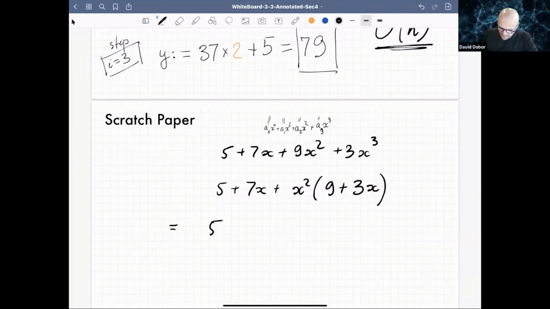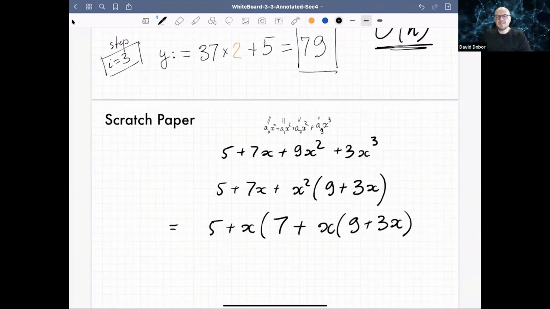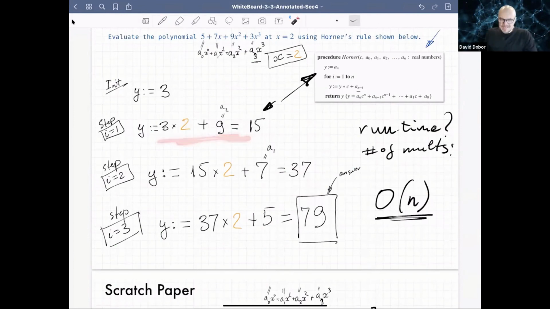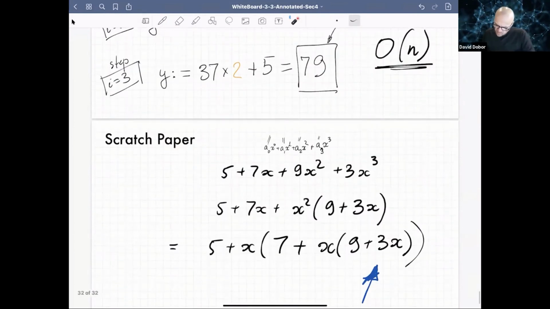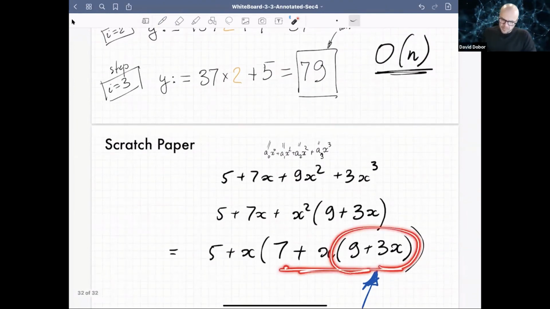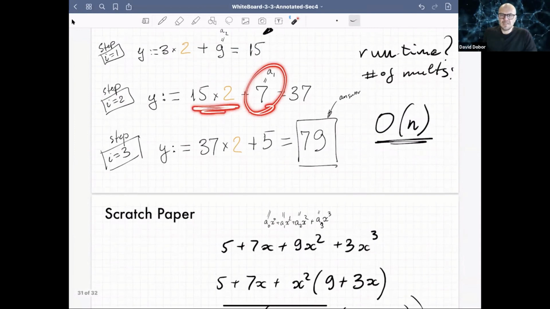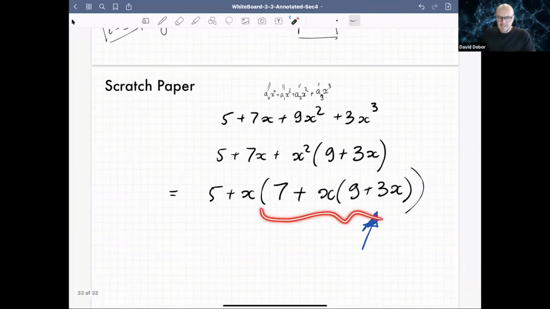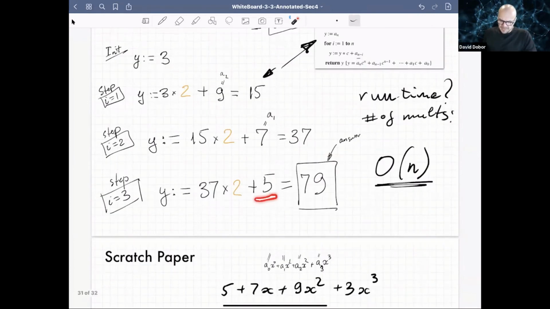You see the structure here? What the guy did? Then we computed 7 plus x times 9 plus 3x. Do you see what he did? He started from inside. Computed this. Then he computed this. What's this? That's whatever is inside: 7 plus the result of the previous. You see how clever this is? Okay, then he took that result and computed 5 plus x times the previous. The whole thing, 5 plus that.